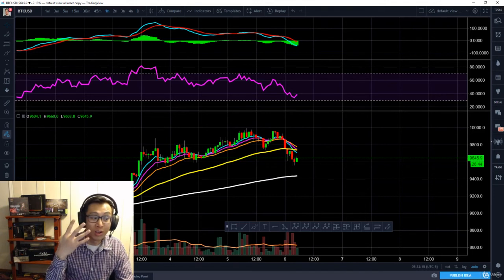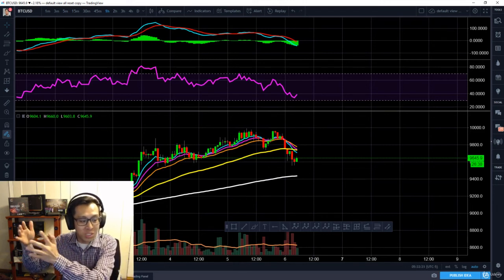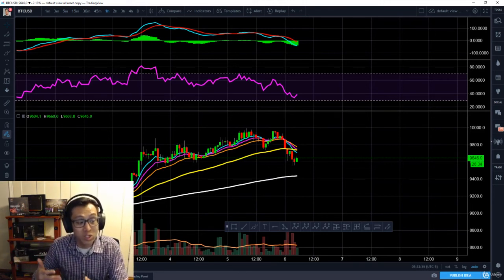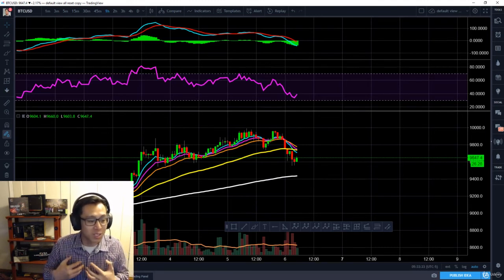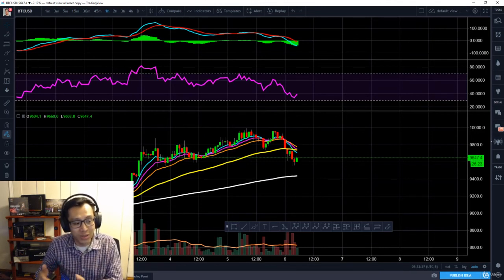That's what we call confluence, where we're finding a lot of different reasons for leaning towards one specific way, which gives us a higher probability to make this trade, right? So that's why we use technical indicators. We use them to find confluence, to give us a reason to have a higher probability and a reason for entering this trade.